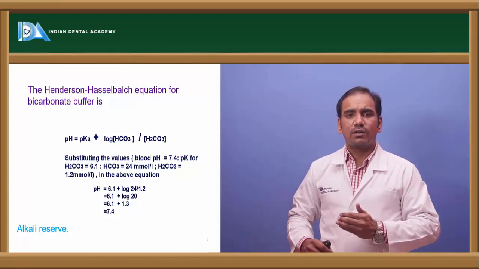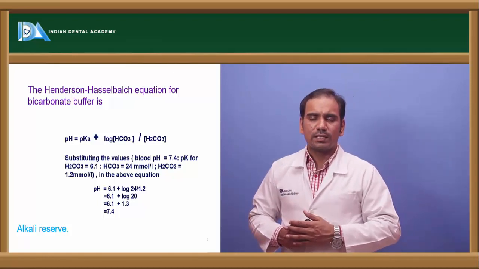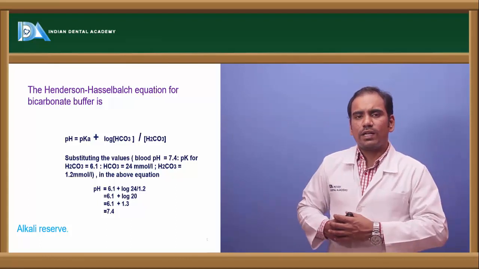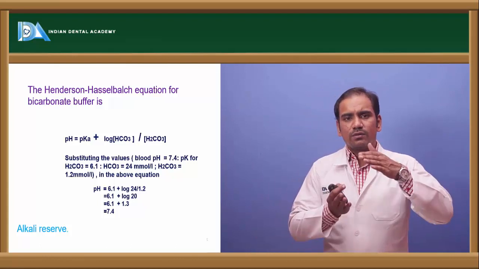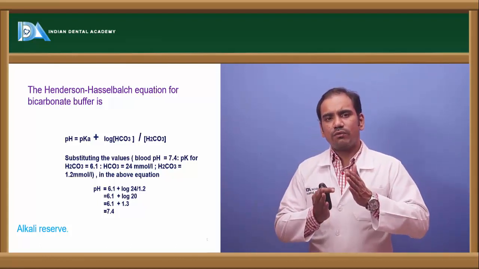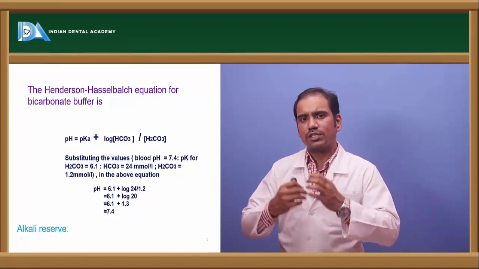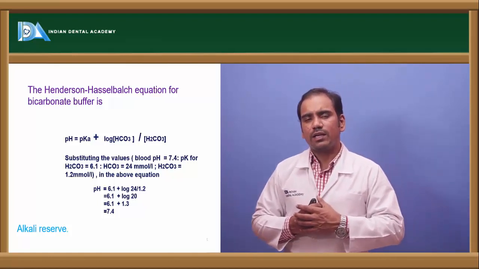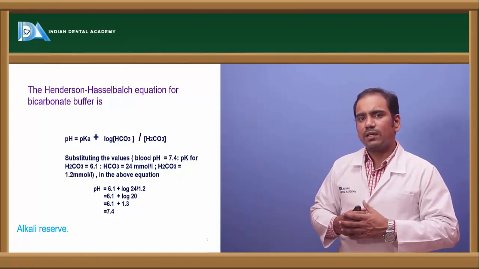The concentration of bicarbonate is more than that of carbonic acid. This excess bicarbonate in the blood is called the alkali reserve. We have to maintain that amount of bicarbonate, in the ratio of 20:1, to keep the blood pH in the range of 7.4. So that excess alkali is called the alkali reserve.